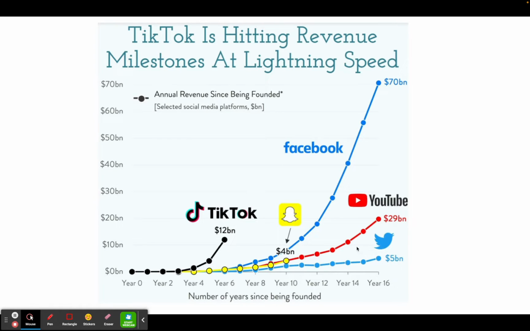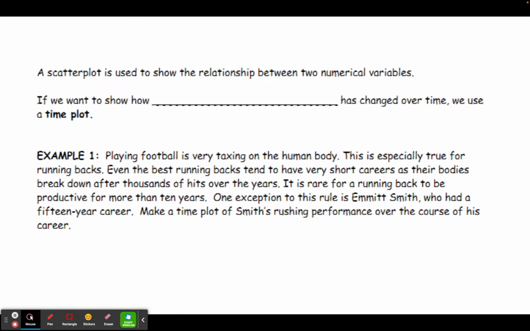Twitter isn't there yet, and YouTube has exceeded 12 billion, but it took them 14 or 15 years to reach that point. So again, time plots are really useful for showing how things are changing over time. And in this case, we're looking at one variable, which is revenue, and how revenue is changing over time. So we should use a scatter plot to show the relationship between two numerical values. But if we want to show how one numerical value has changed over time, we use a time plot.